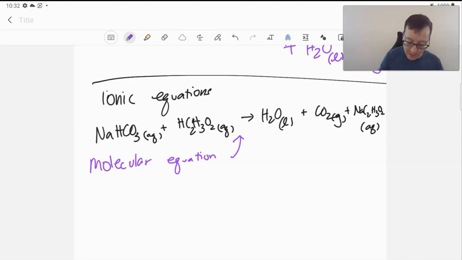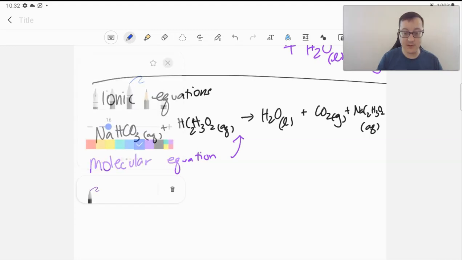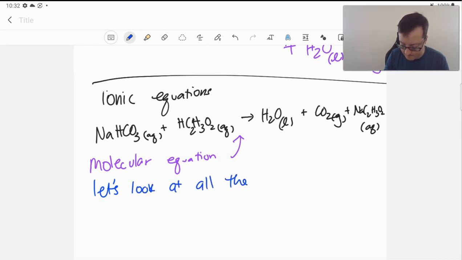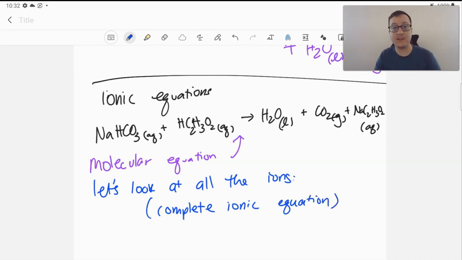And in order to do that, we have to evaluate what's changed over the course of the reaction and what stays the same. And so what we want to do is look at all of the ions present in the reactants and the products. So let's look at all the ions. And this is going to be what's called a complete ionic equation. And for this, anything that is aqueous, we are going to split apart into its ions. We're going to write out all the ions here.